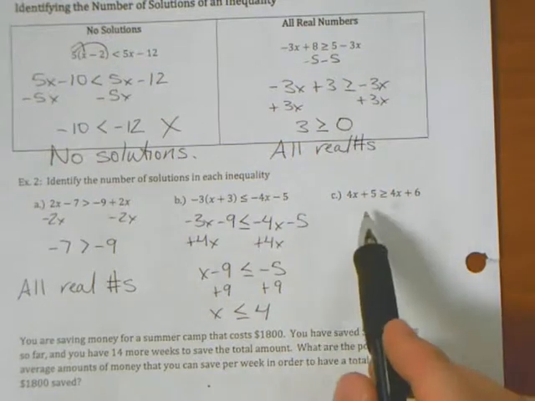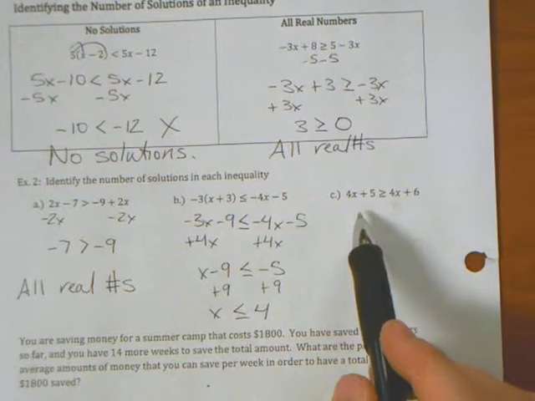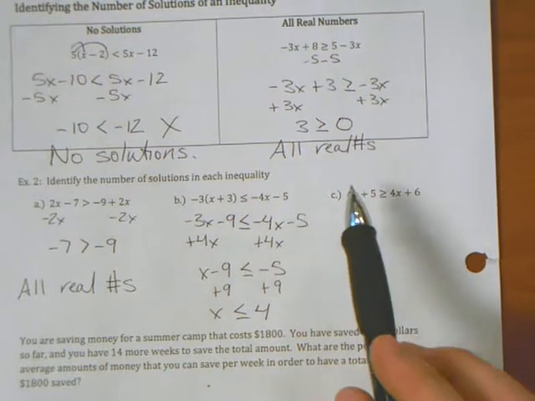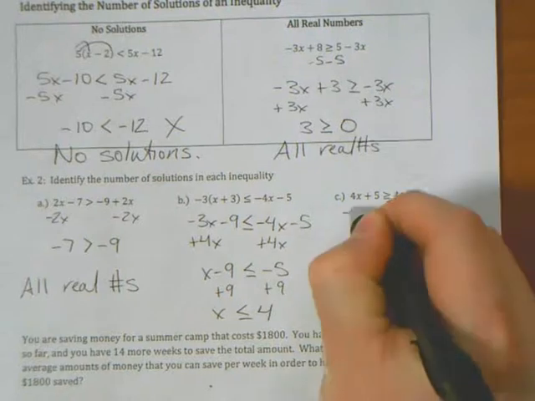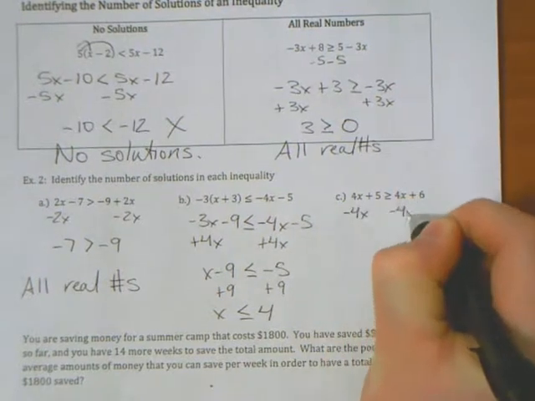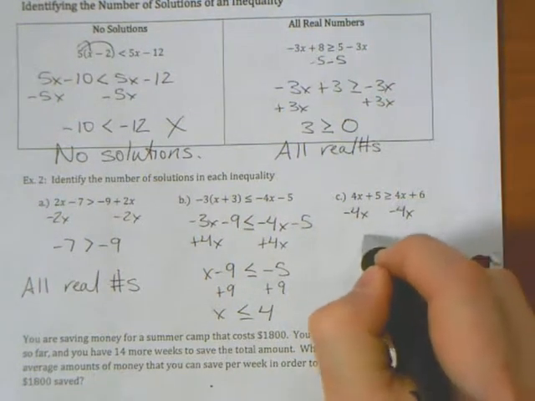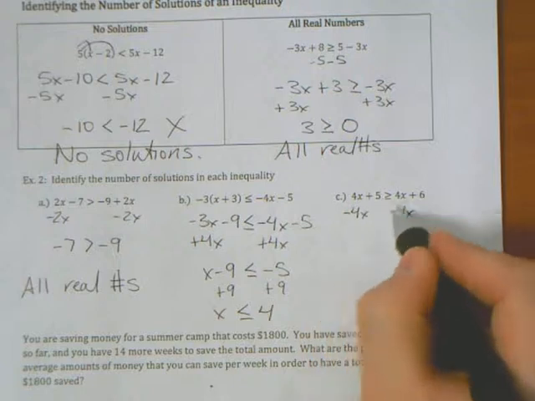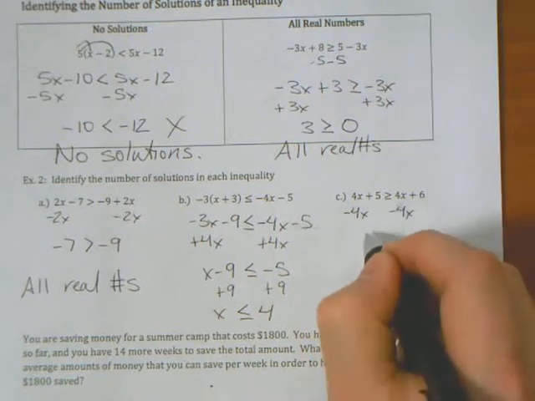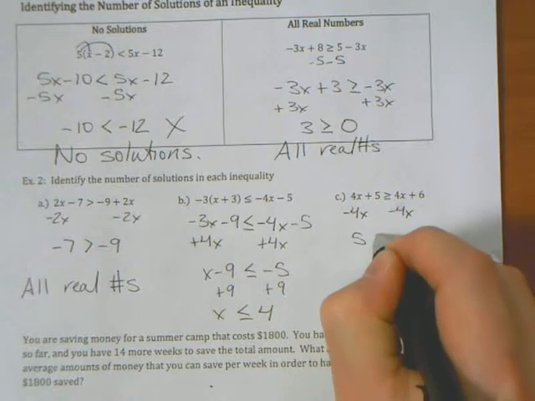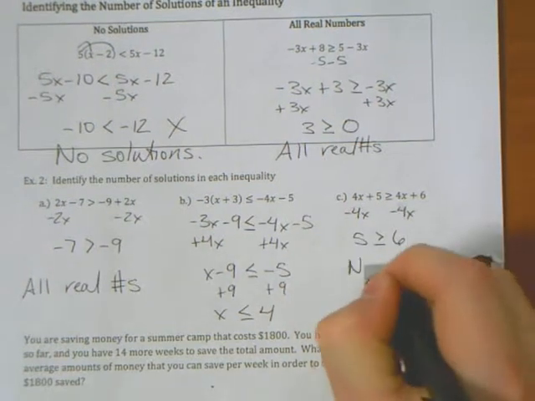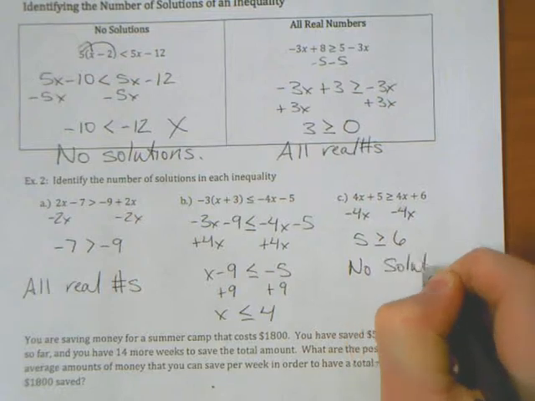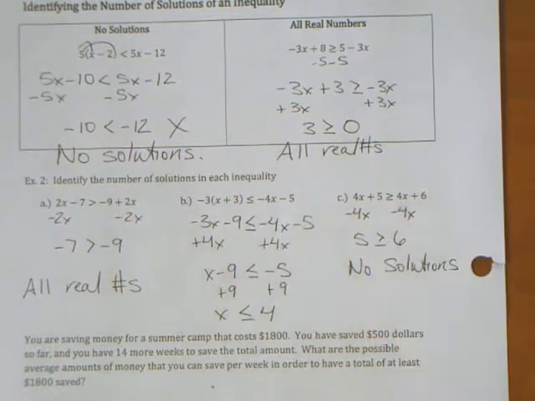So what about C? Somebody I haven't heard from today. Tell me what my first step should be. Somebody I haven't heard from. Nate. Yes. That's a great suggestion. So what do I get? Well, okay, so after I subtract 4x, what is my inequality reduced to? 5 is greater than or equal to. And is that true? No. So we get no solutions. Okay?